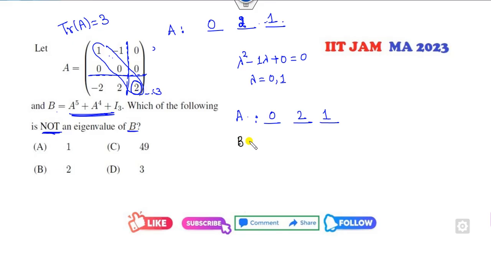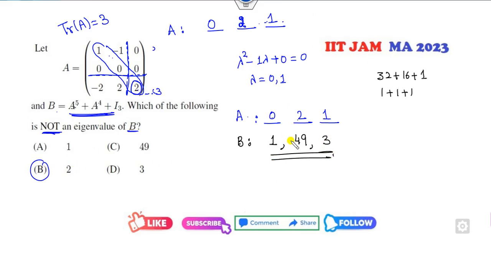So can you find the eigenvalues of the B? When the eigenvalue of A is 0, what is the eigenvalue of B? 0 raised to power 5, 0 raised to power 4, 0, 0, and this is 1. When it is 2, it's 32 plus 16 plus 1, which is 49. When it is 1, it's 1 plus 1 plus 1, which is 3. So these 3 are my eigenvalues.